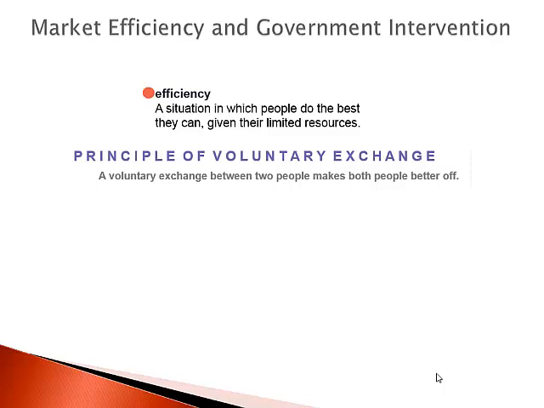This is just a fancy way of restating the principle of voluntary exchange. By now, you should have this memorized and know it frontwards and backwards. It's pretty simple. The principle of voluntary exchange just states that a voluntary exchange between two parties or two people makes both better off. Pay close attention, like I've said before, to the fact that it's voluntary.